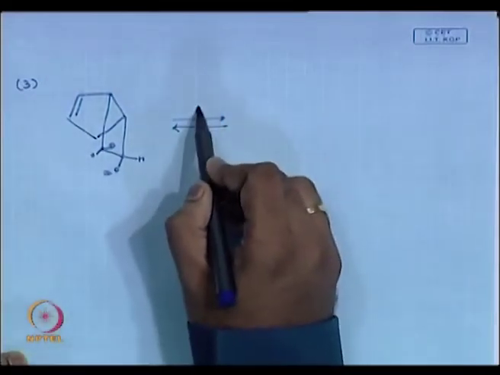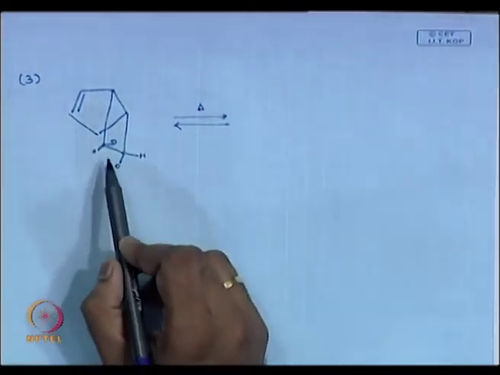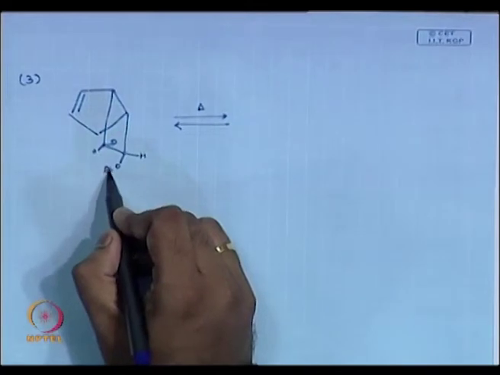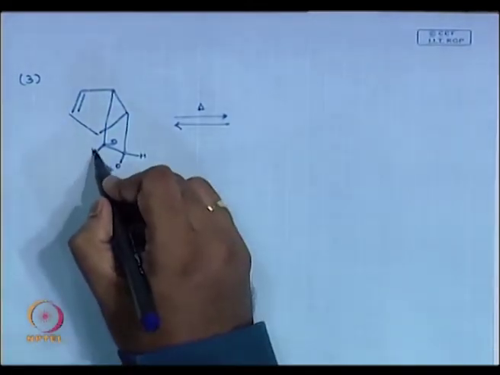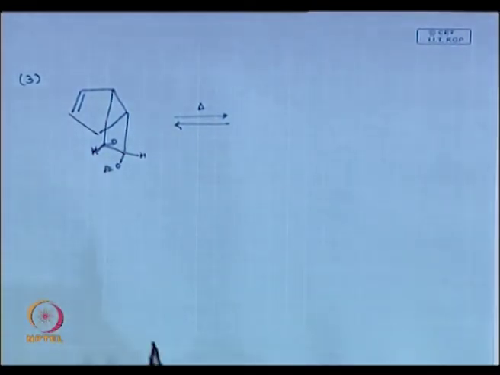So, now I heat this. What do you look for? See, the hydrogen and OAc are on one side, and deuterium and hydrogen on the other side. This is OAc, O-acetyl. Hydrogen, deuterium, OAc and hydrogen. So, what do you observe? Now, I heat this.